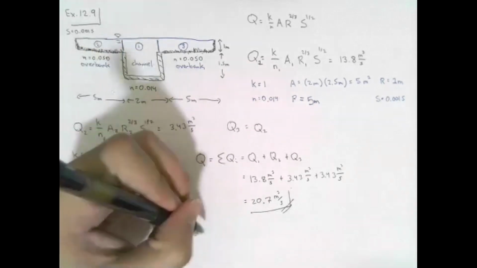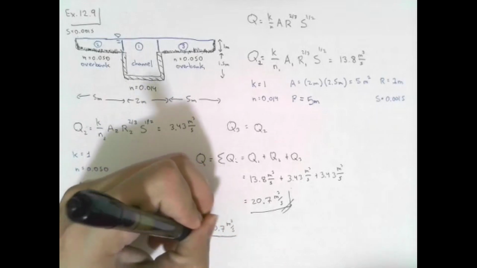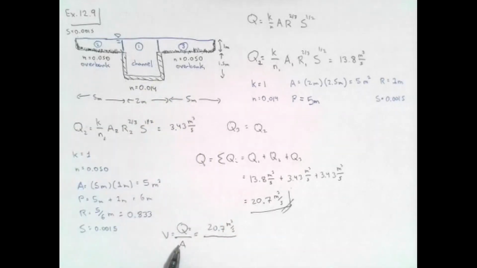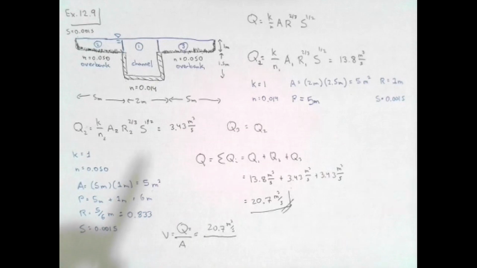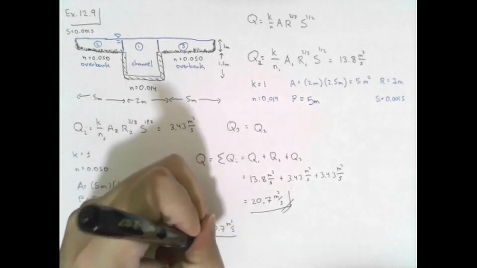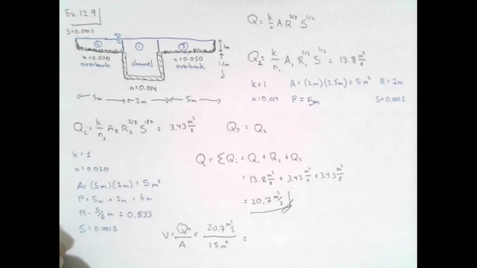So if we do Q over A, we just get 20.7 cubic meters per second divided by all of the areas, right? And the sum of all three areas would be 5 meters squared plus 5 meters squared plus 5 meters squared, so just 15 meters squared. So how much does that give me in velocity?